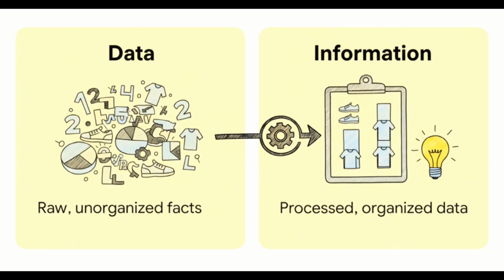So what's the difference, really? Well, data is just stuff. It's a jumble of raw, unorganized facts. Numbers, words, pixels, all without any real context. It doesn't mean much by itself. Information, though, that's what you get when all that data gets processed and organized. Suddenly, it has meaning. It actually helps you make decisions.